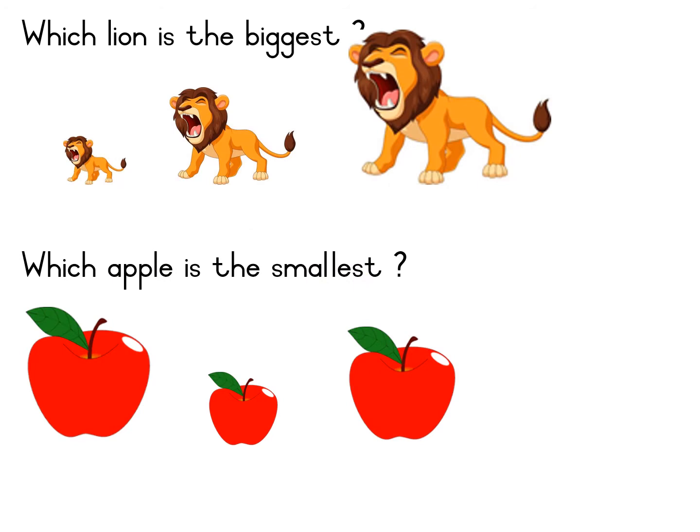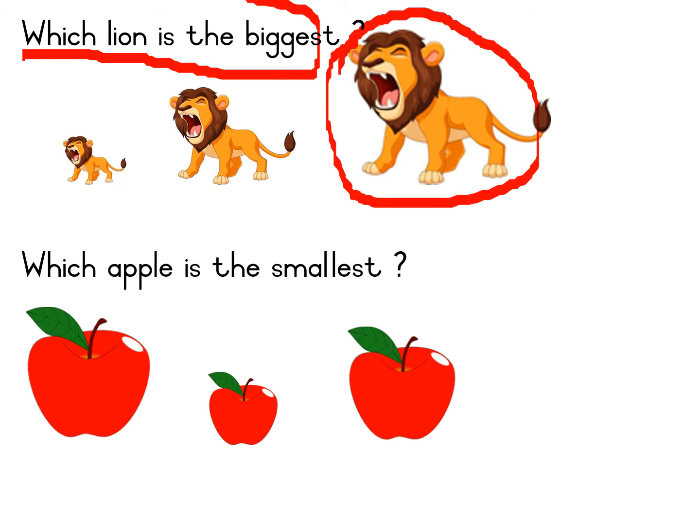Now we are going to identify which of these are the biggest and which of them are the smallest. Now first they ask us which lion is the biggest. Can you see the biggest lion? Yes, the last lion is the biggest lion.